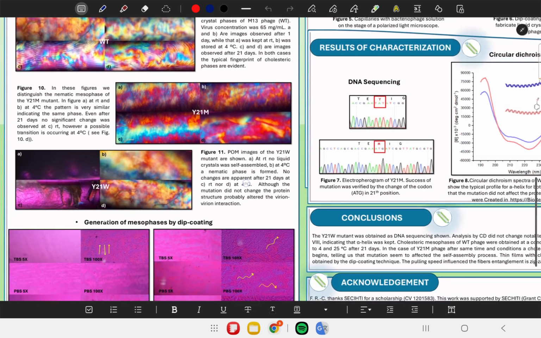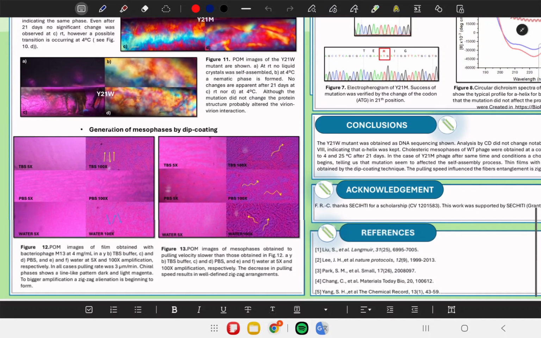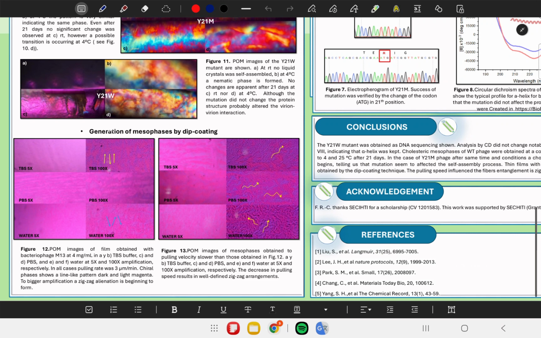For the dip coating method, we present images taken with optical polarization microscopy, POM, of films made by the M13 bacteriophage under different solution conditions and extraction speeds. The results indicate that the extraction speed significantly affects the organization of the mesomorphic phases of the M13 bacteriophage, showing different self-assembly patterns that could be important for biotechnological applications.